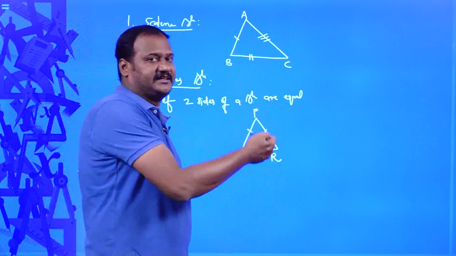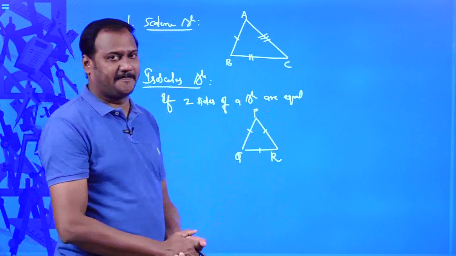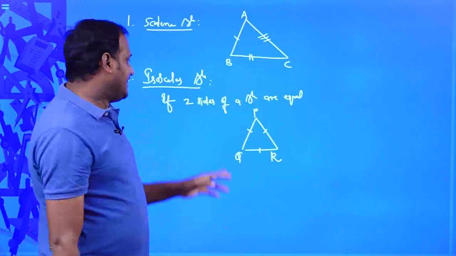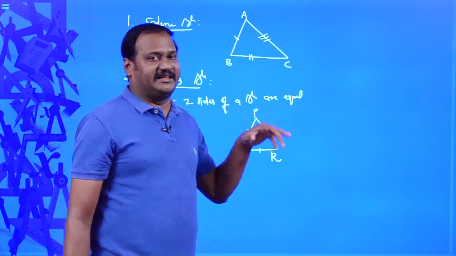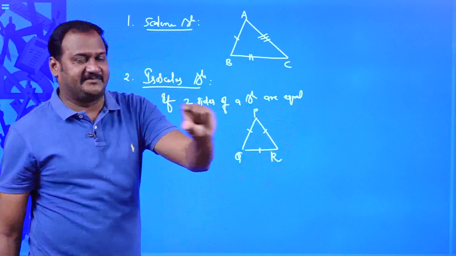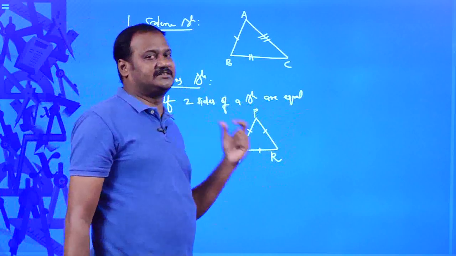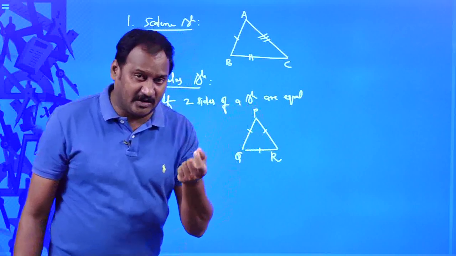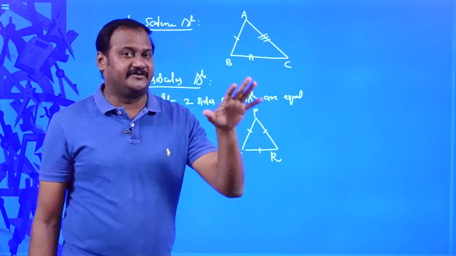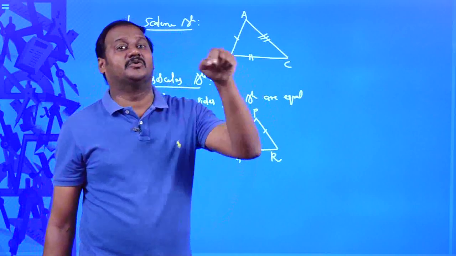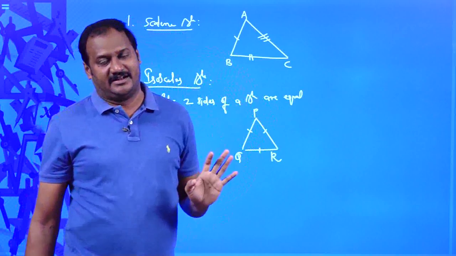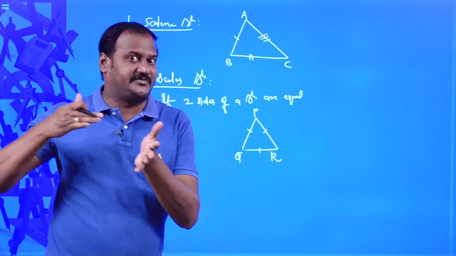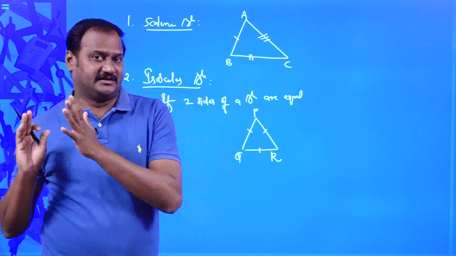Can you call this triangle an isosceles triangle? Now, definitely you are thinking, you know why? If two sides of a triangle are equal, if you can understand that statement, definitely you will not think to answer this problem. If two sides of a triangle are equal, it does not mean that two sides of a triangle are only equal. Two sides of a triangle are equal is entirely different from two sides of a triangle are only equal, right?